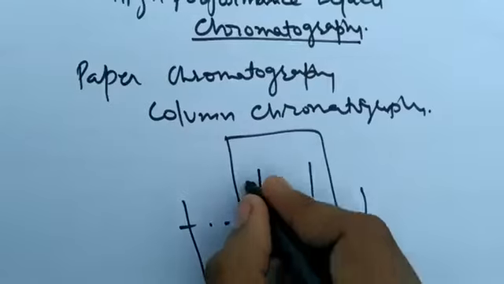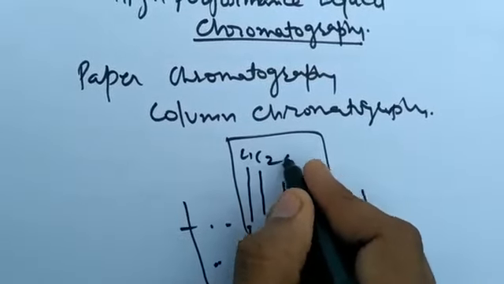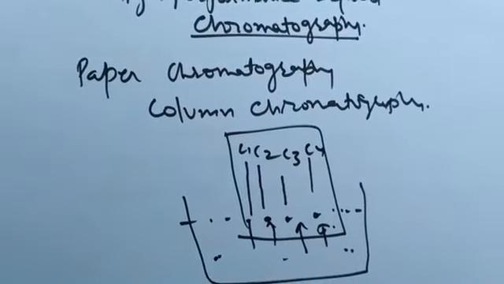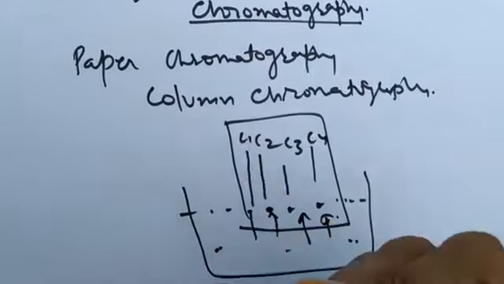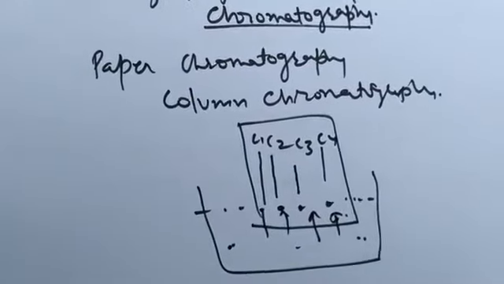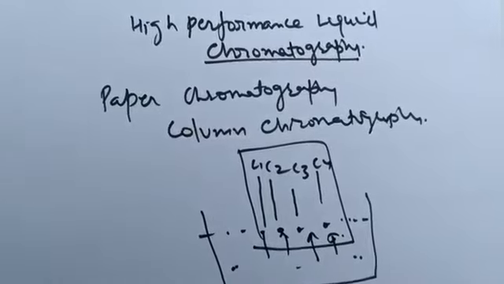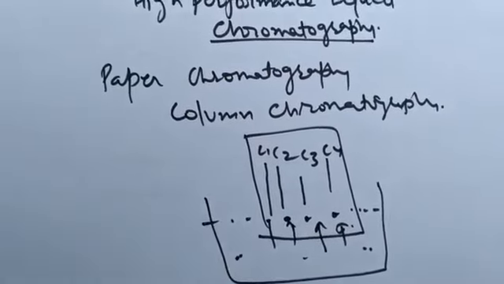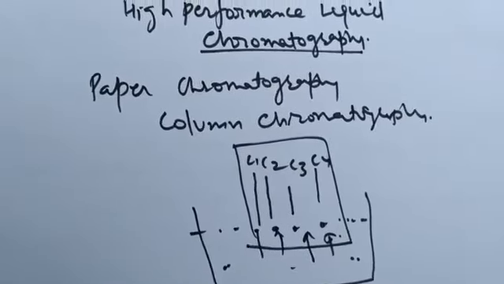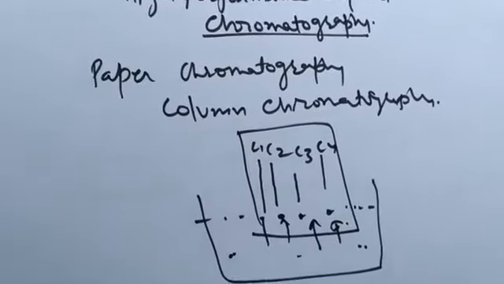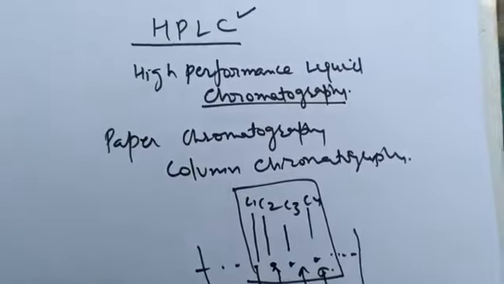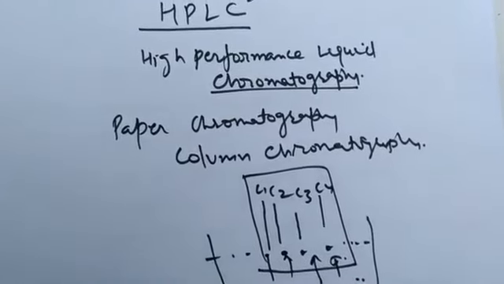Various colors are seen: C1, C2, C3, C4. The number of colors appearing after the separation determines the number of molecules in the mixture. Here we use this principle in HPLC. But if there is an excess of the sample, back pressure occurs that disturbs the flow, so it affects the result. So here we apply high pressure to overcome this difficulty.